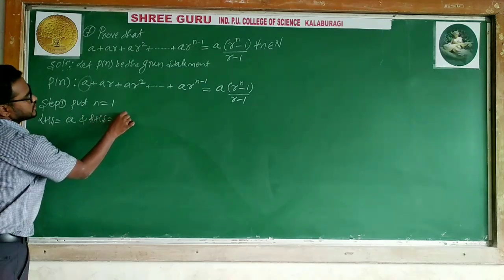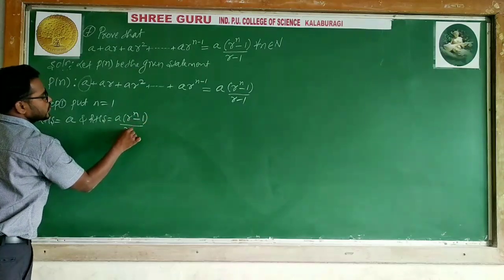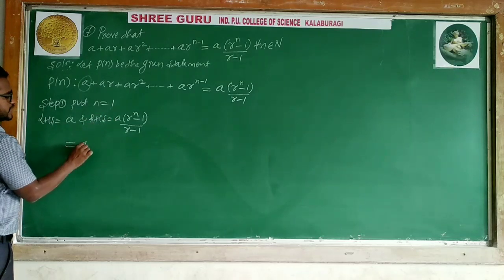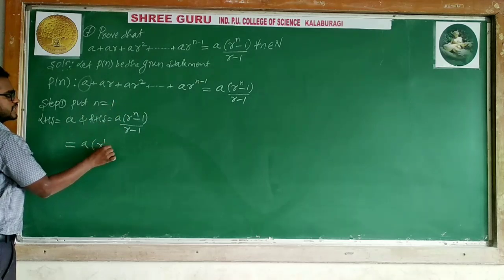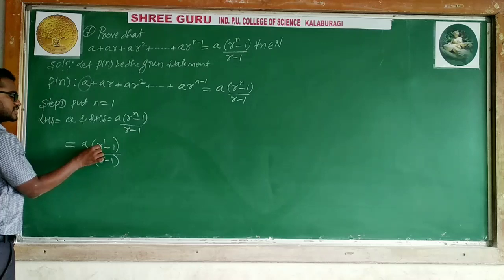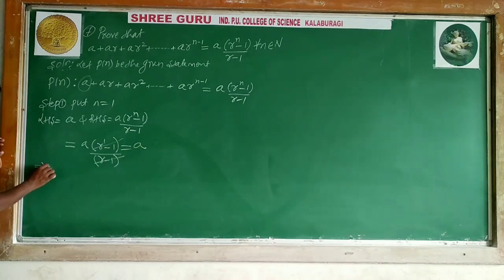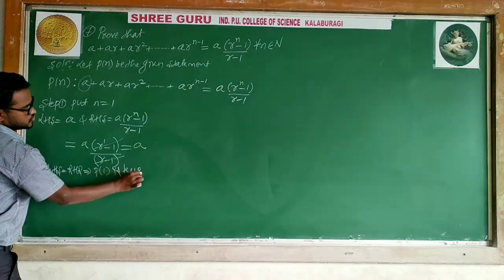RHS is A into r to the power n minus 1 divided by r minus 1. Substituting n as 1: a into r to the power 1 minus 1 divided by r minus 1. So r minus 1 and r minus 1 get cancelled. What remains? A. LHS is equal to RHS, which means P of 1 is true.